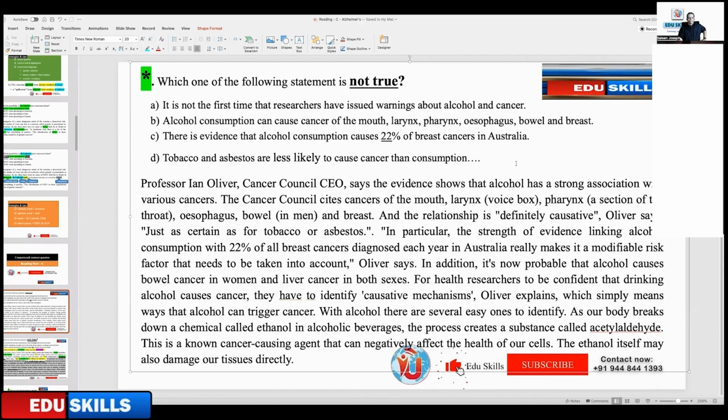With alcohol, there are several easy ones to identify. As our body breaks down a chemical called ethanol in alcoholic beverages, the process creates a substance called acetaldehyde. This is a known cancer-causing agent that can negatively affect the health of our cells. The ethanol itself may also damage our tissues directly.